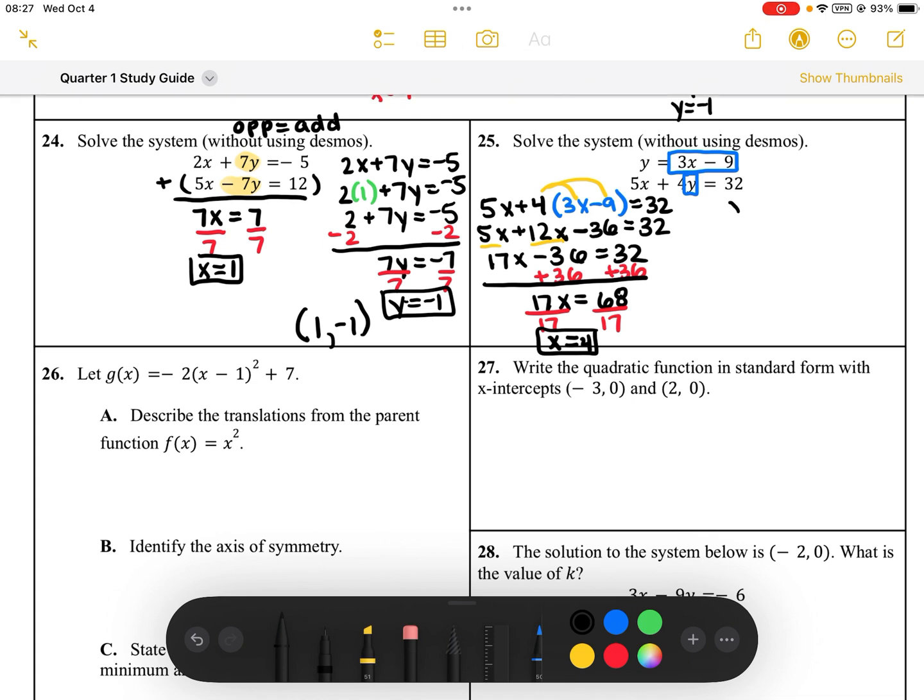After I get my x value, I have to go get my y. You can use either equation. I'm going to use the first one, substitute in what we got for x. So y equals 3 times 4 minus 9. 3 times 4 is 12. 12 minus 9 gives me 3. So my ordered pair is going to be 4, 3.